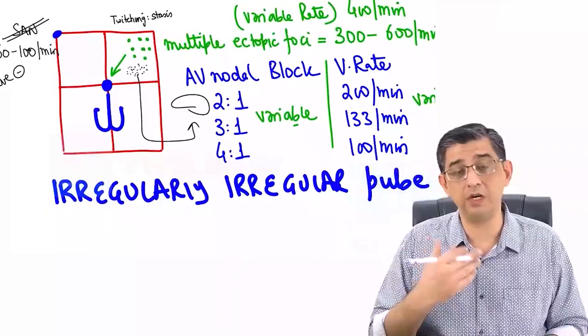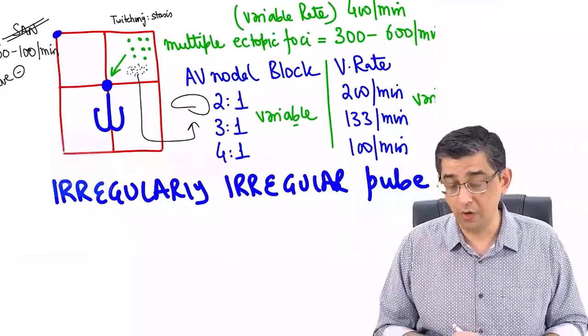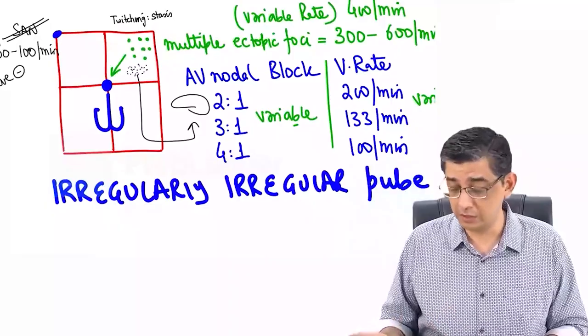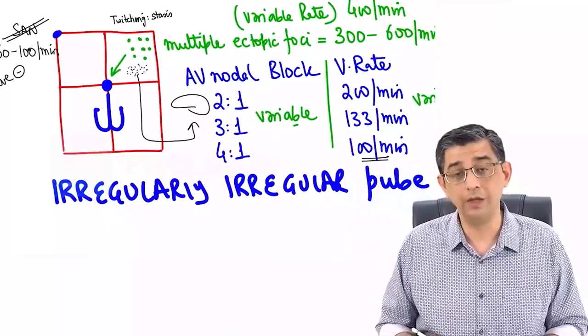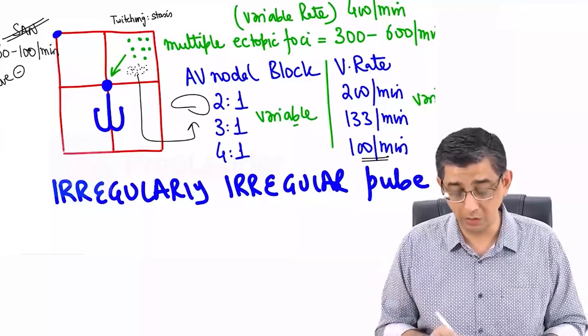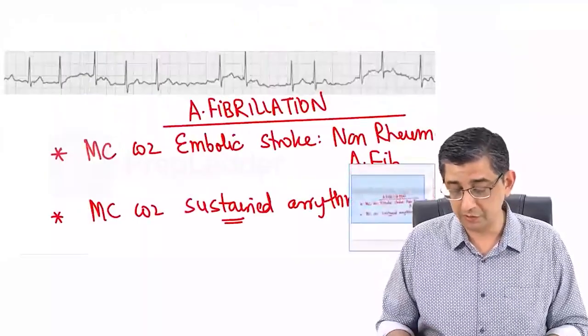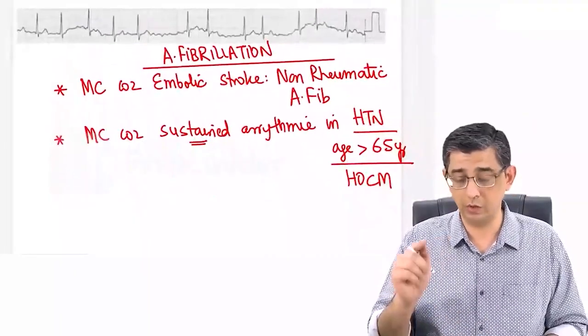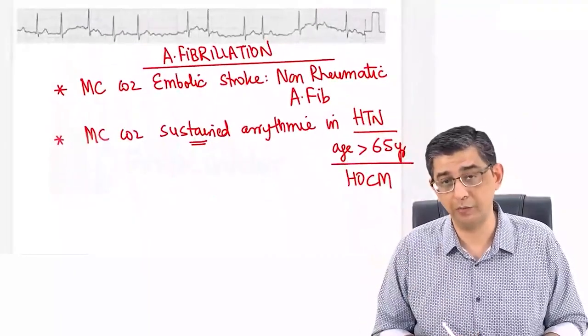This explains why we start oral anticoagulation in these patients. Why it is important that atrial fibrillation patients, even if the heart rate is normal, can still die is because of the risk of embolic stroke, which explains my statement, the first one that I made in this topic. The most common cause of embolic stroke is non-rheumatic atrial fibrillation.